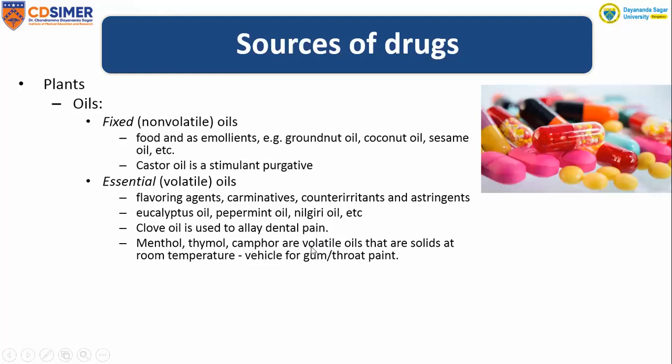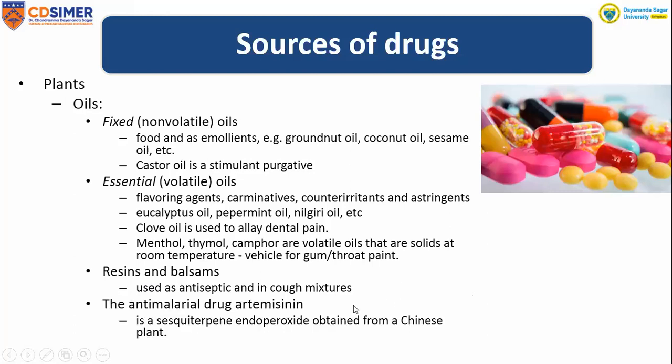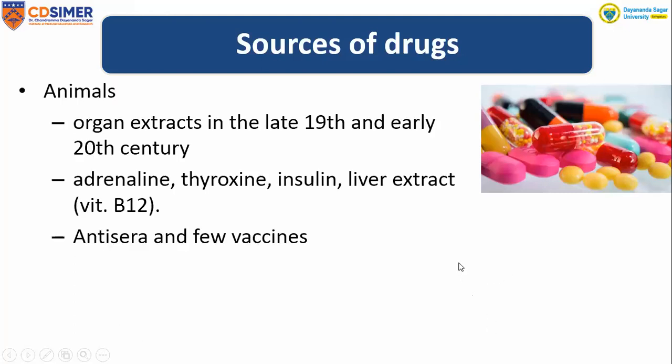Menthol, thymol, camphor, they all are volatile oils. So they can be made into solids at room temperature. We can also use gums for the purpose of treating local pains and throat pain. Okay, so resins and balsams also are available as plant sources. They can be used as antiseptics and cough mixtures. And then the anti-malarial drug artemisinin was also obtained. It is from a Chinese plant, and it is used nowadays also.